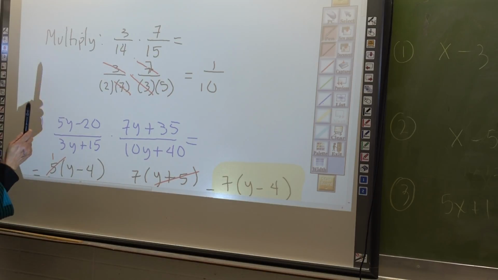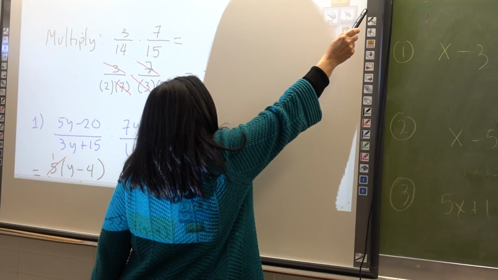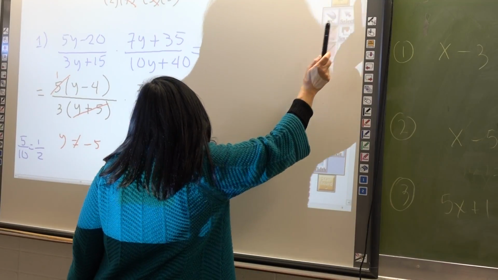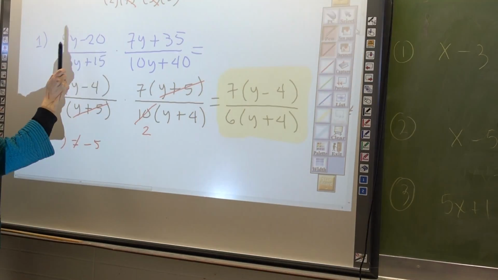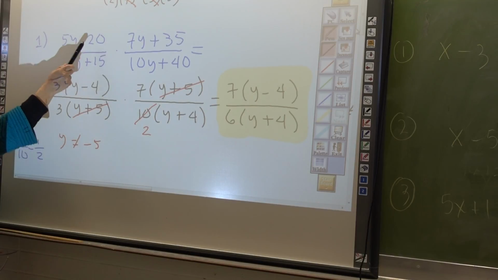Again, we're going to factor every single one. This is a multiplication of 2 rational expressions. How do I factor 5y minus 20? Common factor, 5. After you do this like 500 times, it's going to be very easy for you. So, common factor 5. 5 times y is 5y, 5 times 4 is 20.